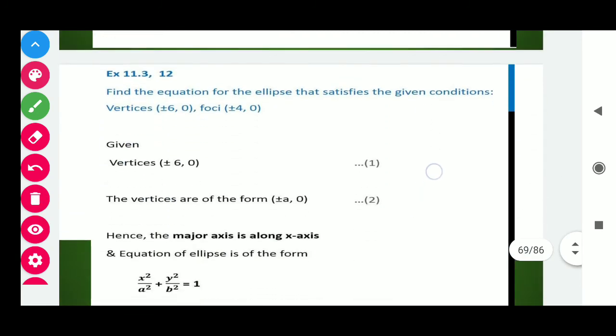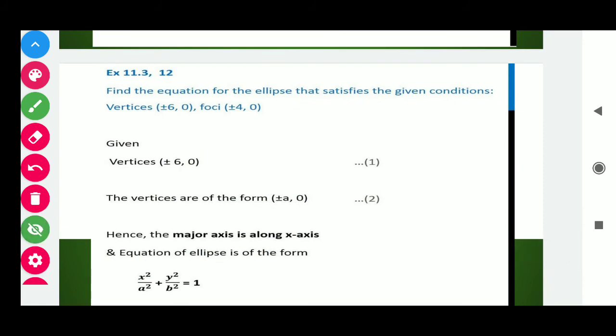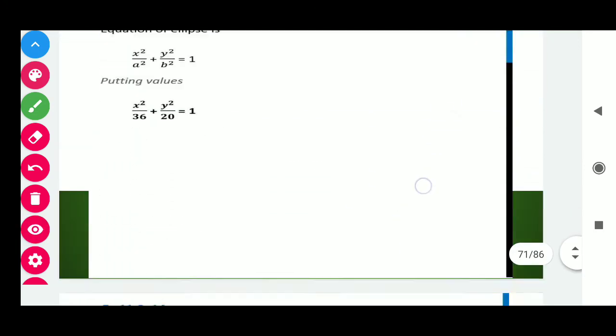Now students, this is a similar question. I am sharing the solution with you. Find the equation for the ellipse that satisfies the given condition. Here the vertices and foci are both given, and we have just completed question number 11 with the same given conditions, but the difference is that the coordinates lie on the x-axis. Here the vertices and foci lie on the x-axis. That's why we use the equation of the ellipse x² over a² plus y² over b² equals 1. So students, now we move to the next question.